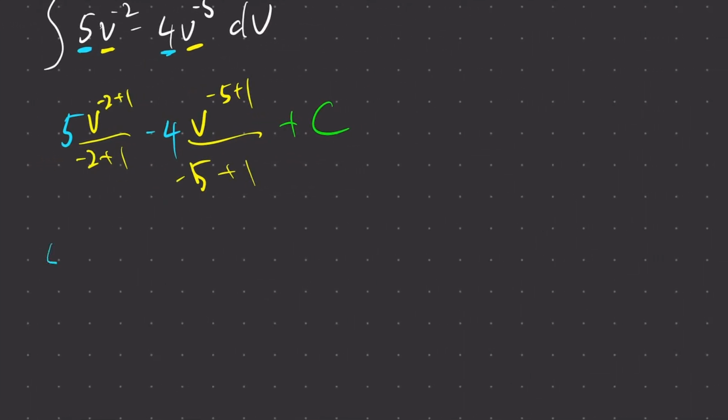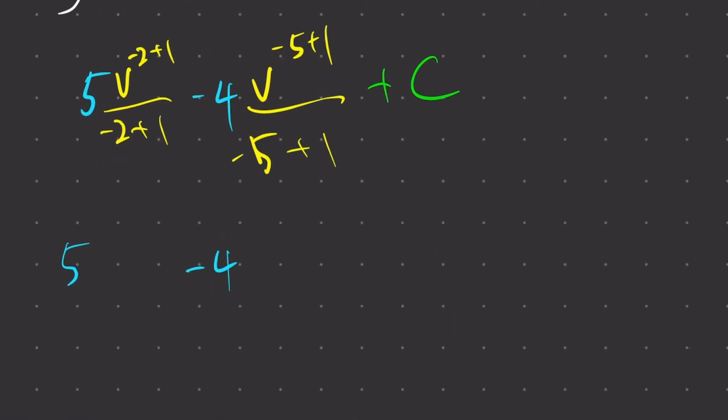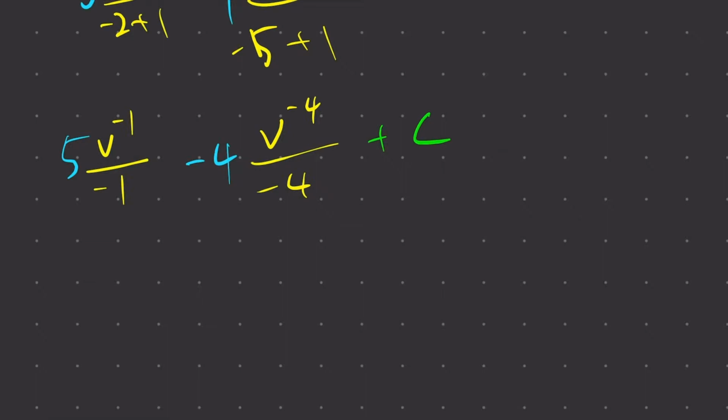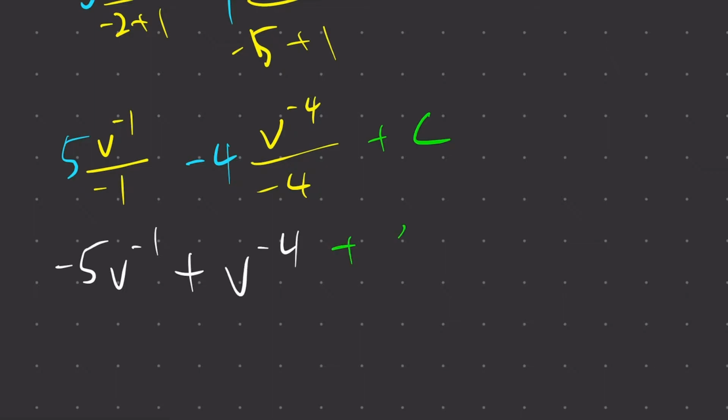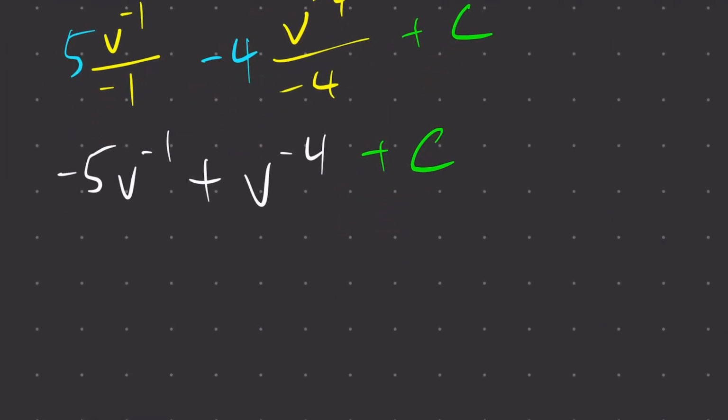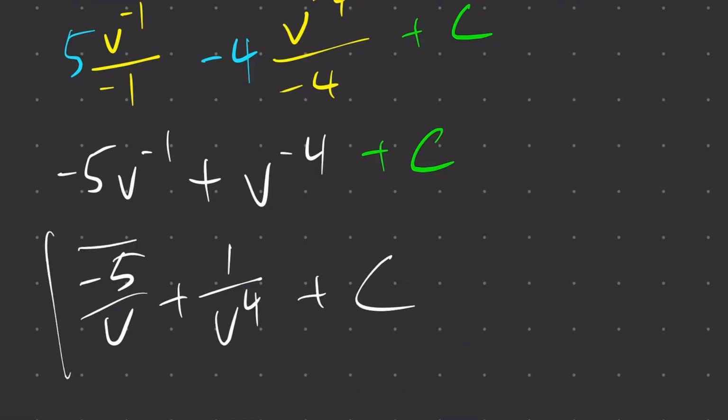Okay, what's next? 5, negative 4 stays there, right? Does not change at all. Now v to the negative 2 plus 1 can be rewritten like this to make it nicer. We're just simplifying everything now. It should be very straightforward, very easy, yeah? And then here, plus c, and this will be the final answer: negative 5 v to the negative 1, minus 4, and negative 4, these cancel out because of basic algebra, plus v to the negative 4, and then we have our plus c at the end. Don't forget the plus c again, very important. So to make it look nice, just like this, plus c. Final answer, done. Very simple.